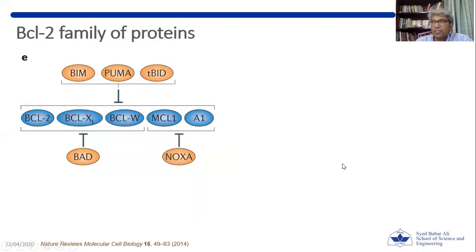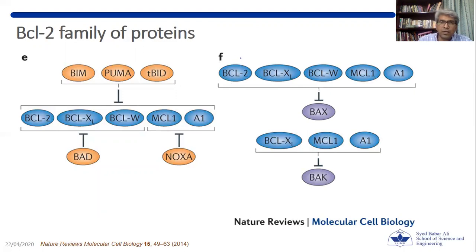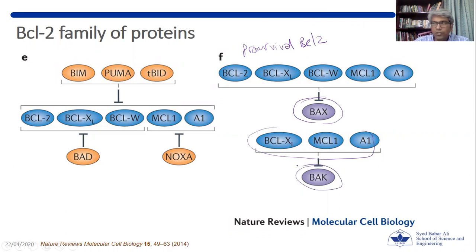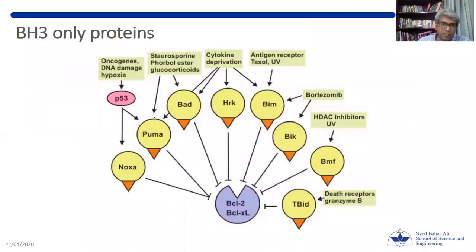So why are there so many of the BCL2 family? Because of their specificity. For example, BIM, PUMA, and tBID can inhibit all the pro-survival BCL members. BAD can inhibit only these 3, and NOXA can only inhibit these 2. Similarly, the pro-survival BCL2 members inhibit BAX and BAK. So these 5 inhibit only BAX, and these 3 only inhibit BAK. So there's some specificity.